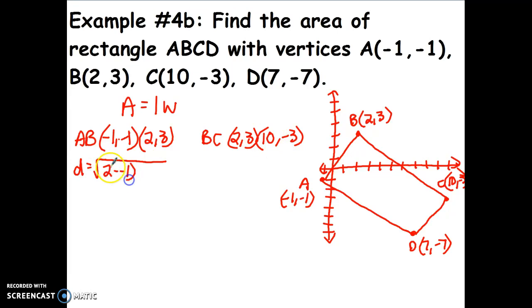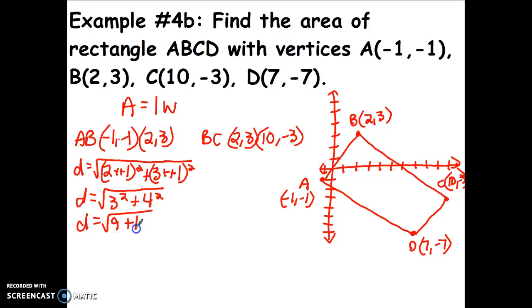2 minus -1, 3 minus -1, 3 squared and 4 squared. 9 and 16. Okay, so D equals 5. All right, so the length of AB is 5.